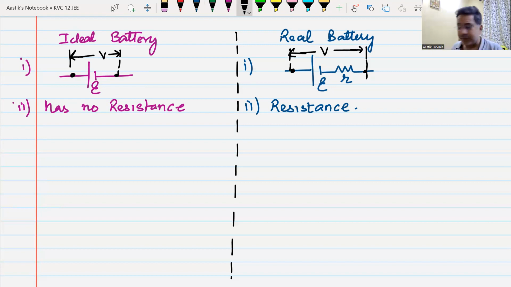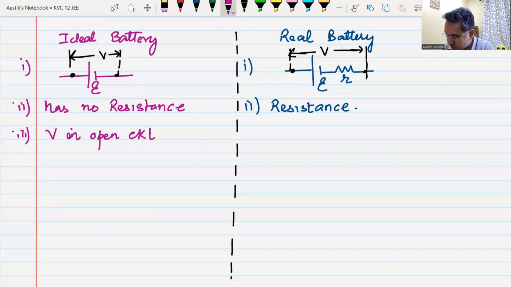This V is the potential difference across the battery. For real batteries, V in open circuit is the same as the EMF of the battery, E.